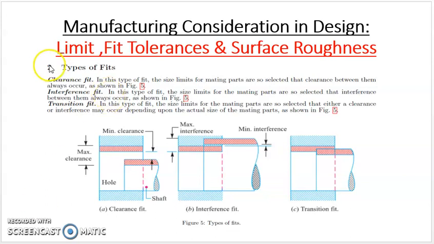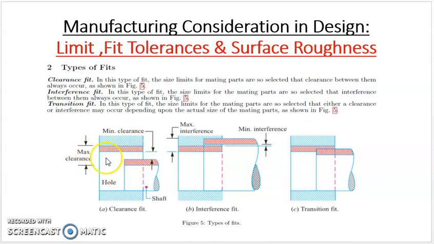As you can see, there are basically three types of fits, which are called clearance fit, interference fit and transition fit, as you can see in the picture as well. So in the clearance fit, the size limit of mating parts are so selected that clearance between them also occurs, meaning the mating parts, hole and shaft, should have some gap between them, which is called clearance.